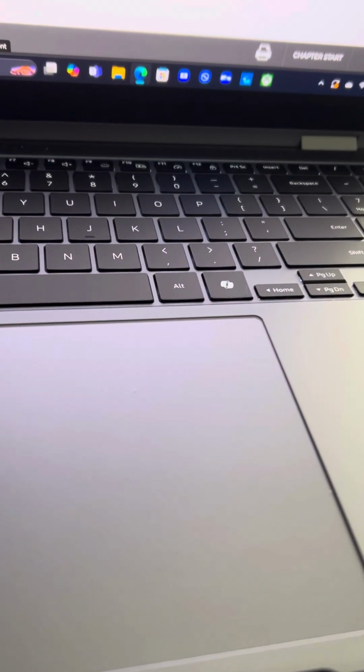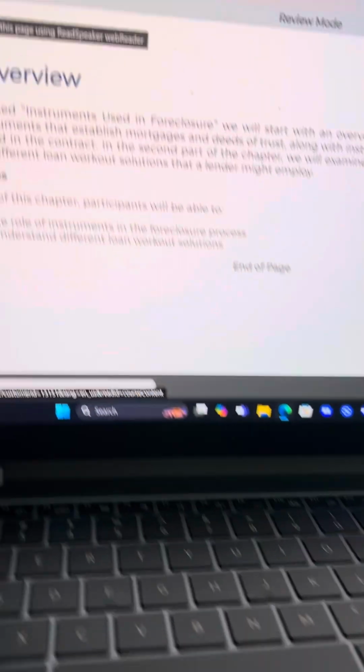Appraisal of REO and Foreclosure Properties, Chapter 2, Instruments Used in Foreclosure, Page 1, Chapter Overview.